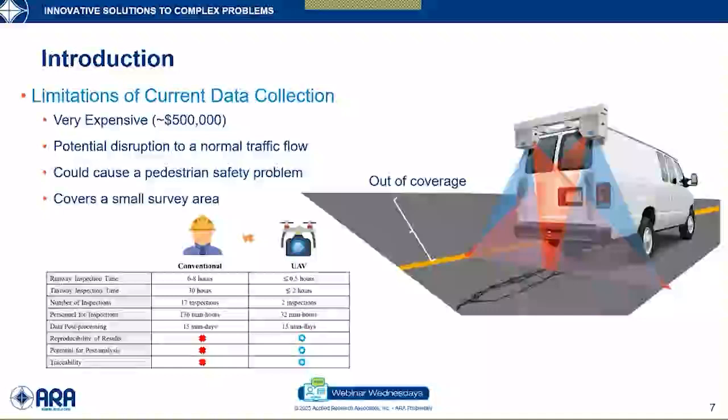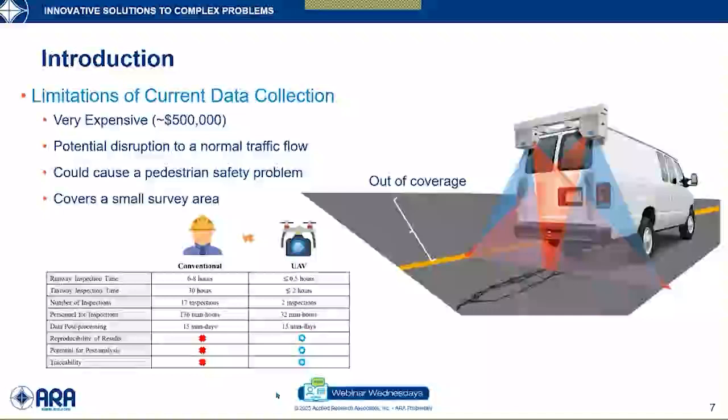To overcome such limitations, the recent advances in unmanned aerial vehicles, now called UAV or drone technologies, are considered as an alternative tool for data collection with lower labor and cost. So the comparison of the traditional data collection versus using the UAV is shown in this table. The data collecting time and number of labor are significantly reduced by using the UAV for the data collection.